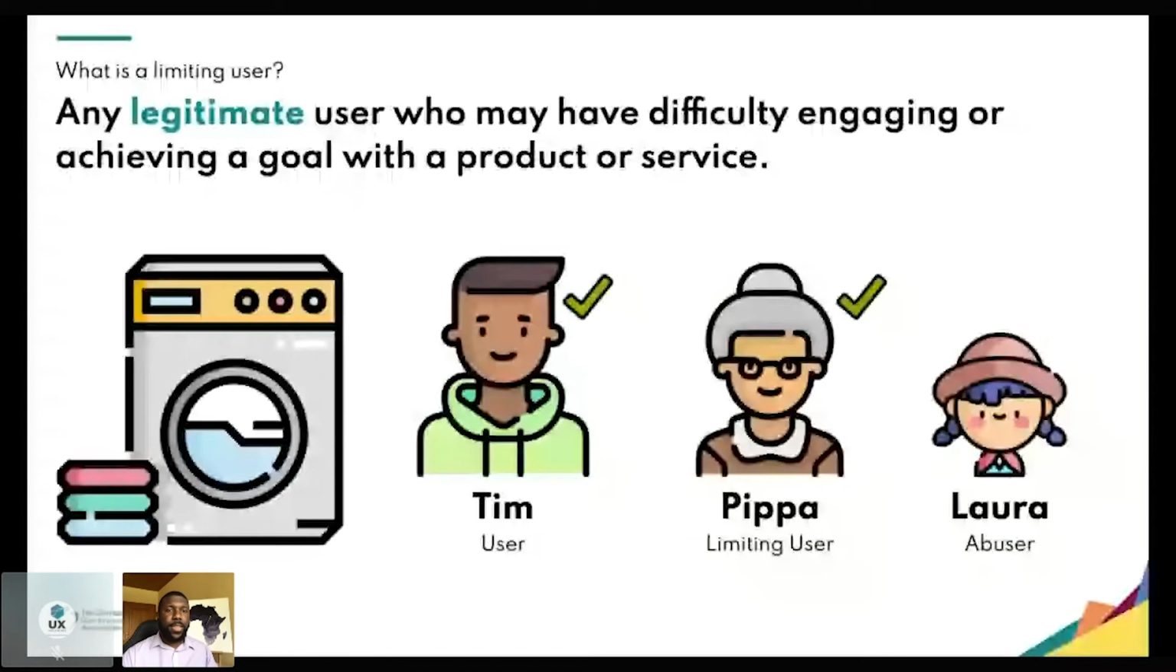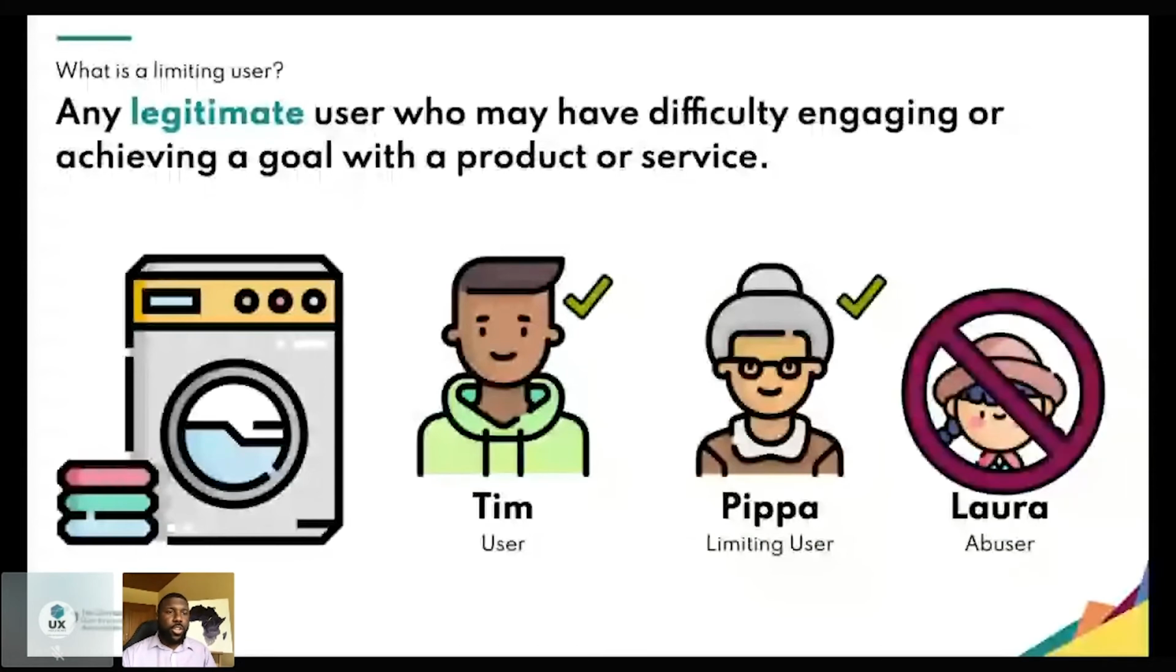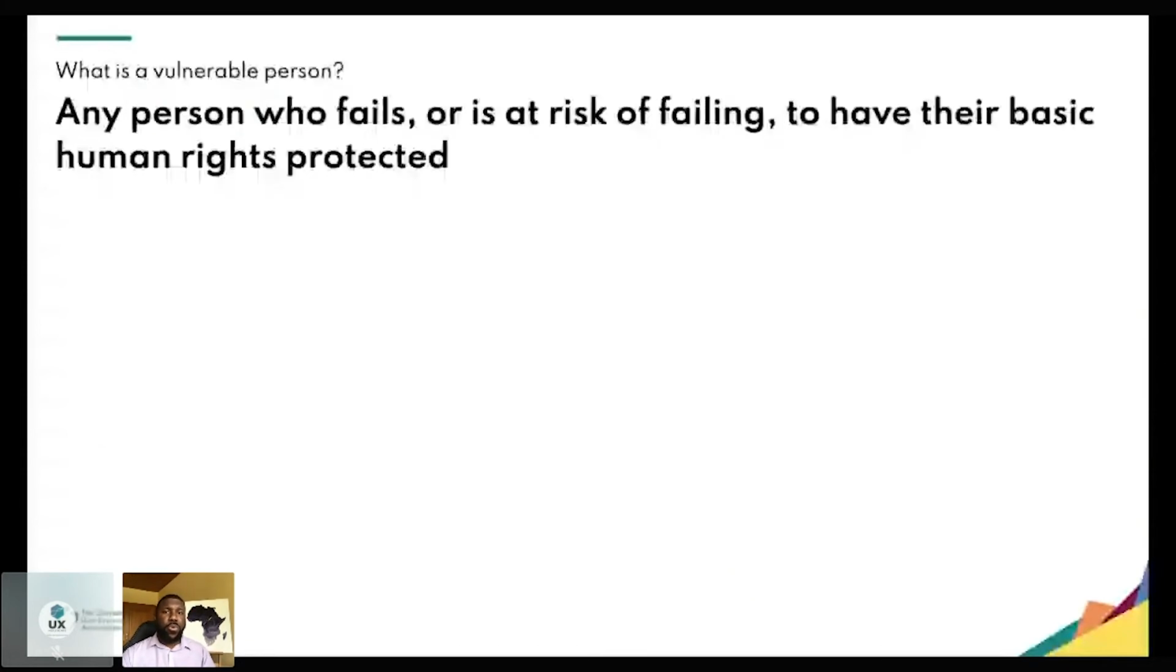So applying this then to the vulnerable person, a vulnerable person is any person who fails or is at risk of failing to have their basic human rights protected. And I want to primarily focus on the human rights relating to the right to good health. So let's explore this a little bit then.